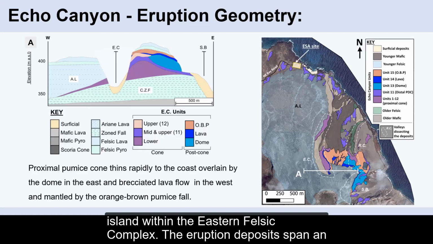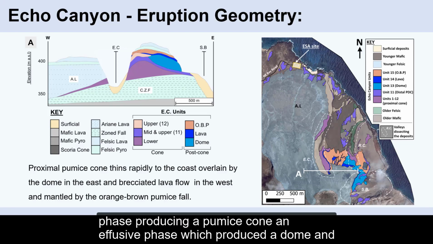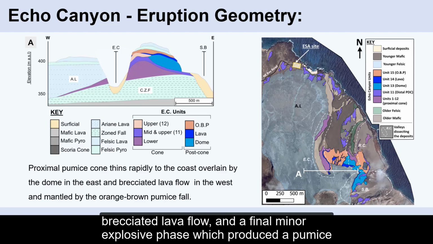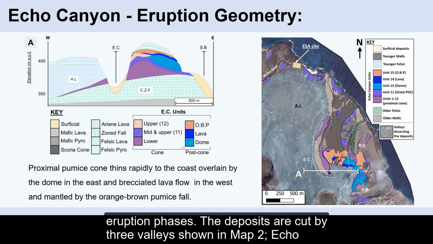The eruption deposits span an area of approximately 3.4 kilometres squared and record an initial explosive phase producing a pumice cone, an effusive phase which produced a dome and brecciated lava flow, and a final minor explosive phase which produced a pumice fall that mantles the underlying topography generated by the previous eruption phases.